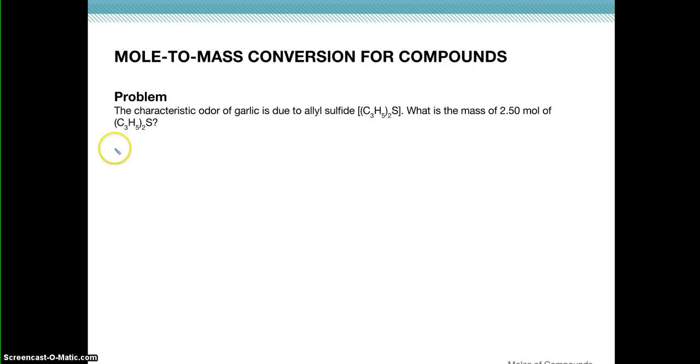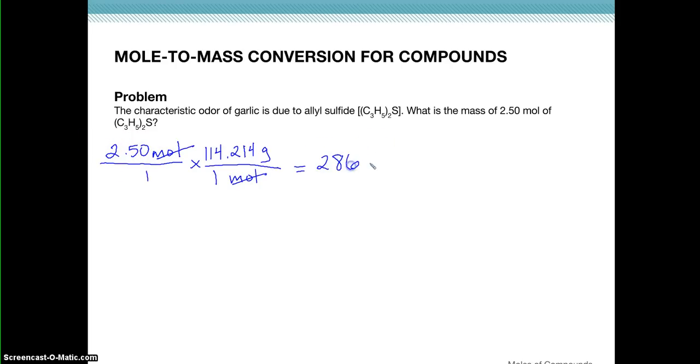Okay, now we want to start with what we're given, 2.50 moles of our compound over 1. And you just figured out our conversion factor. So we know that 114.214 grams per mole is the molar mass of the compound. So the moles cancel, we multiply, we round to have 3 sig figs, and our answer will be 286 grams. All right.